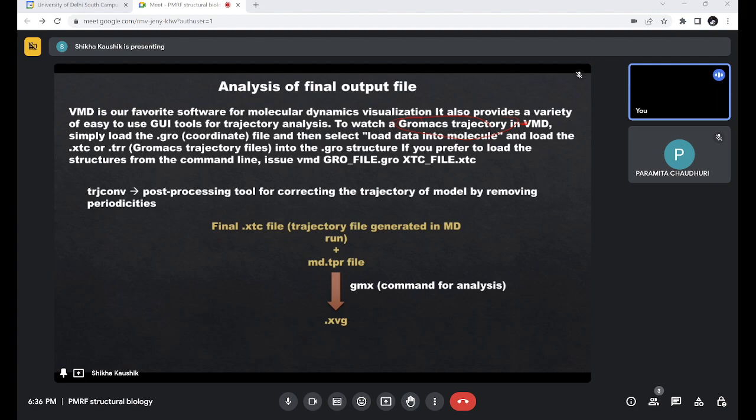You also do energy calculation, you also do protein ligand distance study, you also do dihedral angle study. And that's what the analysis part actually tells you, because you need to mimic your system exactly like a real situation.